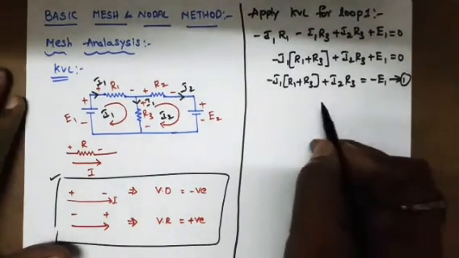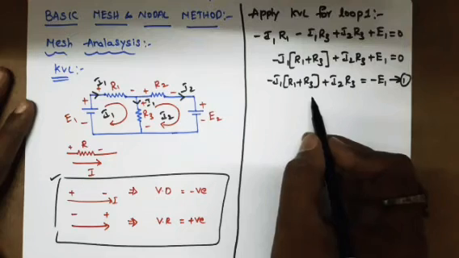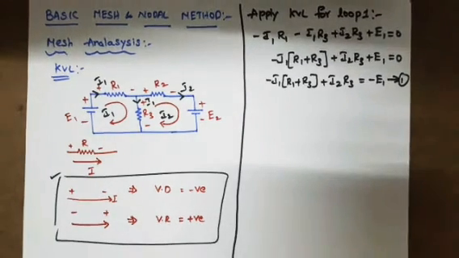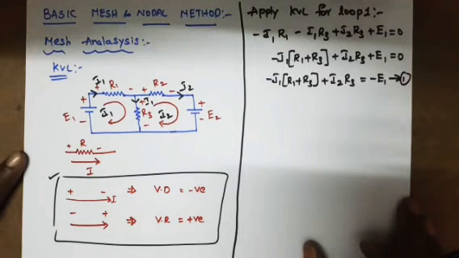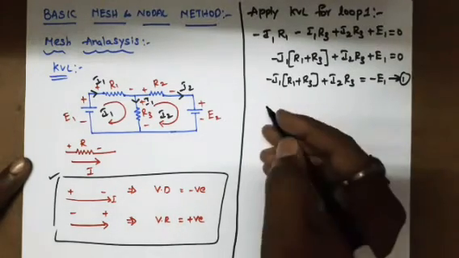Why? Because we are applying KVL here, because mesh analysis is one of the applications of Kirchhoff's voltage law. Whenever the circuit consists of only voltage sources and RLC parameters, whatever it is, we can use mesh analysis. Next, apply KVL for loop 2.